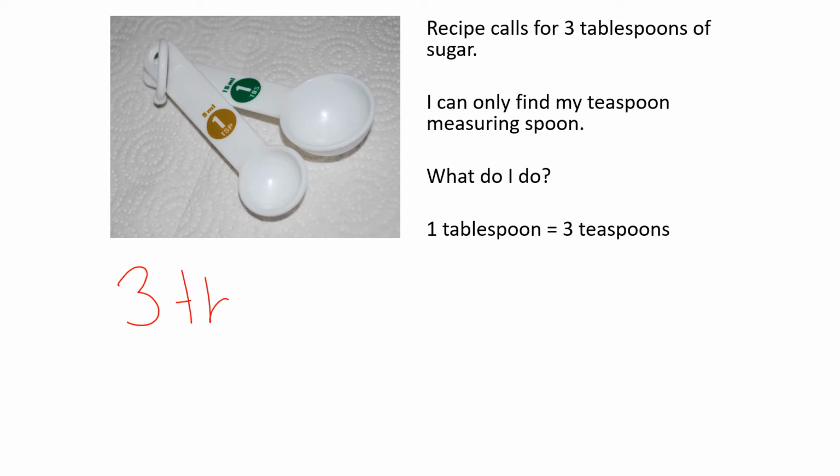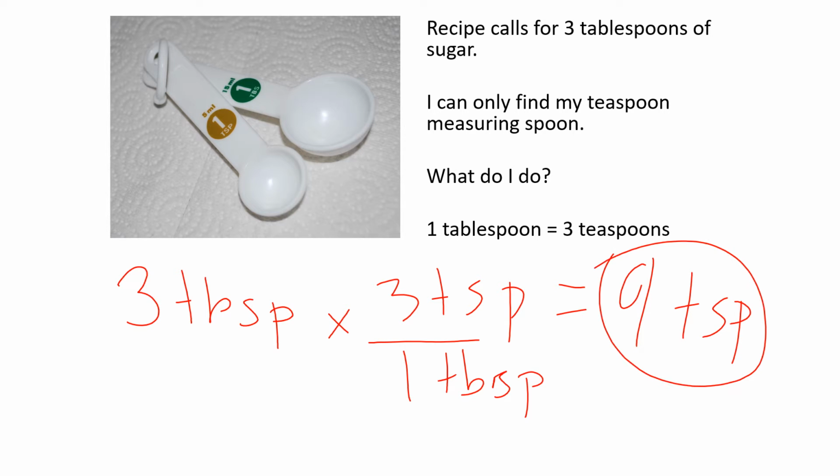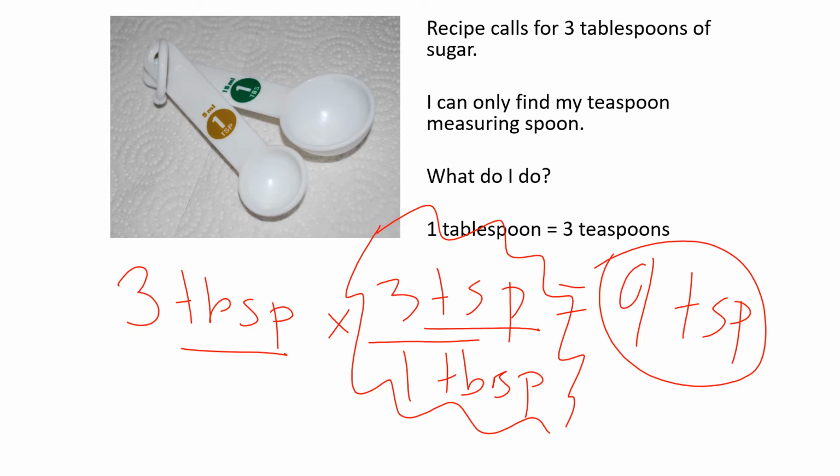So if I have 3 tablespoons, and I know that for every tablespoon there are 3 teaspoons, I know that I need 9 teaspoons of sugar. That's all dimensional analysis is. It's converting from one unit to another, in this case the tablespoon into the teaspoon, using something called a conversion factor. And a conversion factor is just a fraction that relates the 2 units that you're trying to convert from and into.